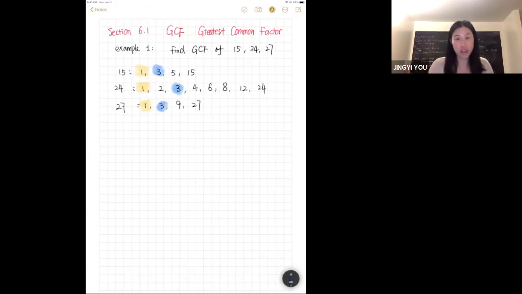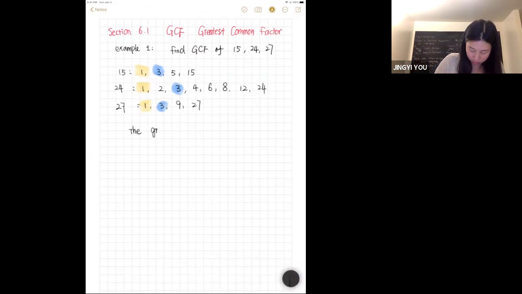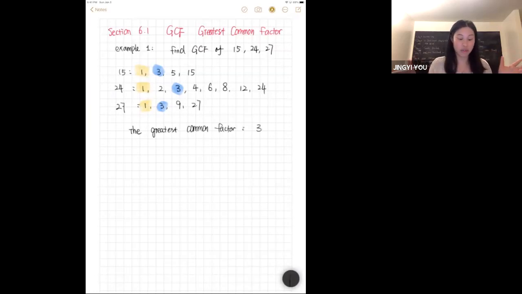Do they have any other common factors? No, right? So now we need to find the greatest common factor. Really obvious, 3 is greater than 1. So the greatest common factor of 15, 24, and 27 is 3. Usually we shorthand it as GCF, the greatest common factor.